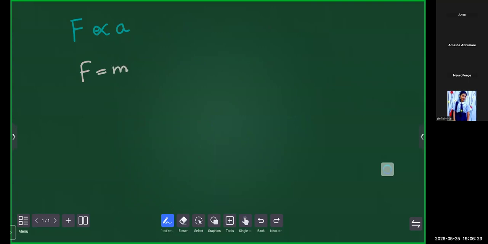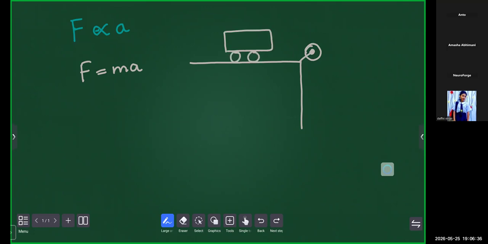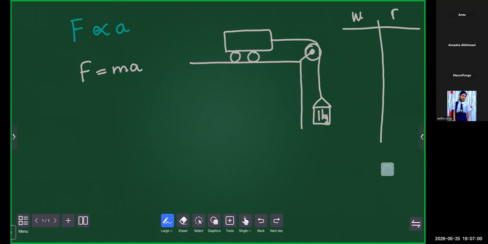Let's assume there is a kind of a trolley. There is a pulley, and we connect a spring like this. We apply some weight here. First, we apply 1 kilogram. Then secondly, we apply 2 kilograms. Likewise, we made a table: weight and the force.